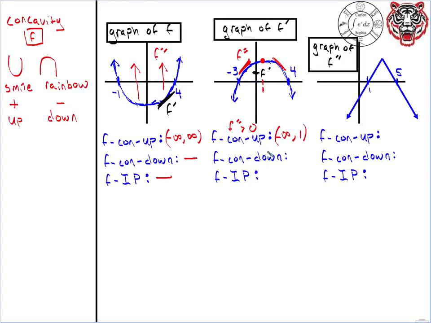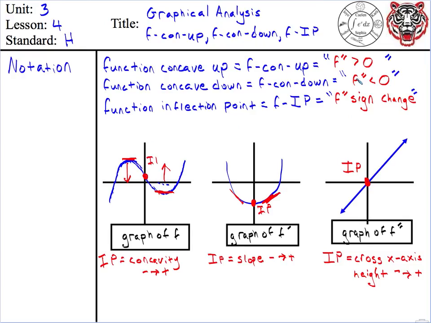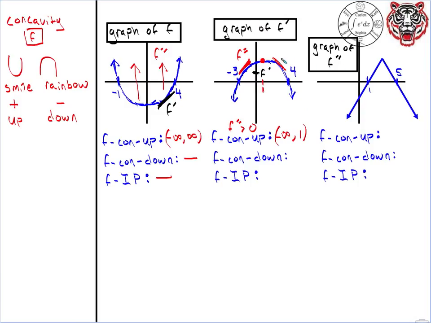F concave down is where do I have a negative slope? 1 to negative. No, positive. Exactly, 1 to positive infinity. Because again, we're just going back to the definition. Where is f double prime negative now? F double prime is slope. This is f, come on now. This is f double prime.